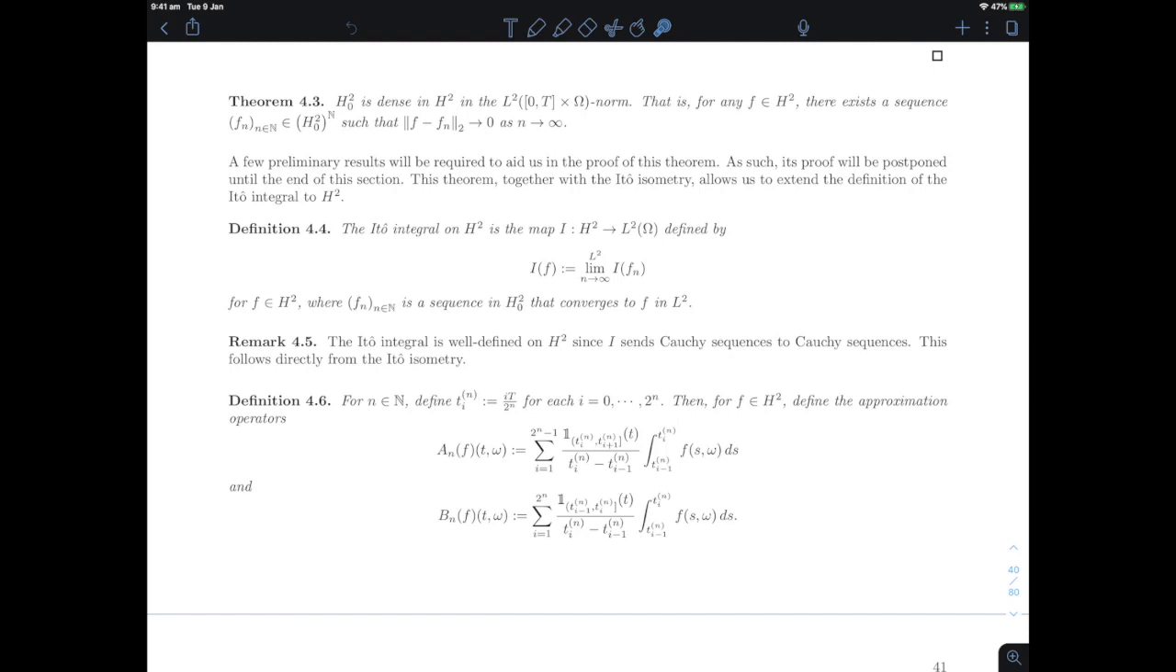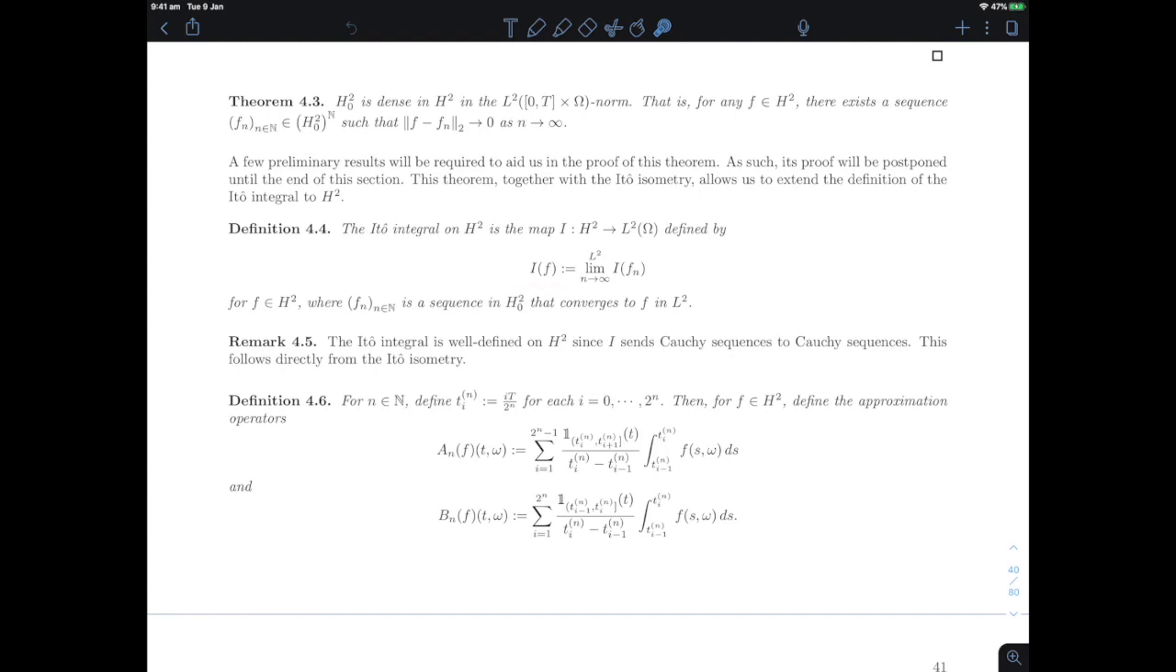Now the idea is that once we've proven this theorem, we will be able to define the Ito integral on all of H2 as a map that sends an H2 process to an L2 random variable just by picking a sequence of simple processes, Fn, that approximate F. And because of the Ito isometry, if Fn approximates F, then Fn is a Cauchy sequence, and I of Fn by Ito isometry would have to be a Cauchy sequence, therefore it has a limit, and one can show that this limit is independent of the choice of approximating sequence Fn, and therefore I of F is well defined.